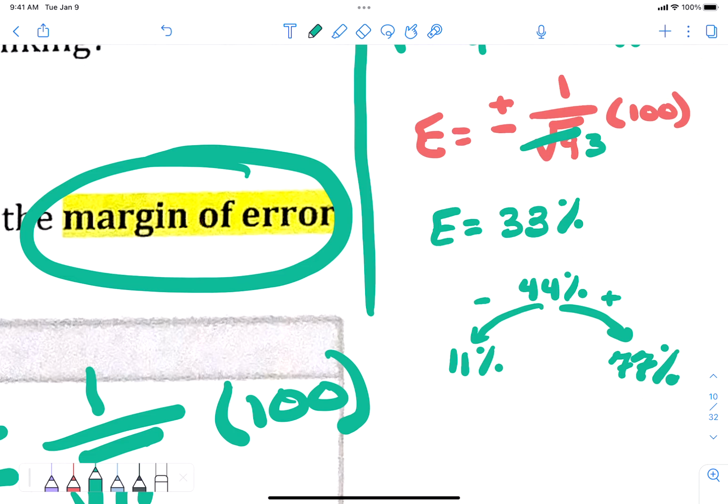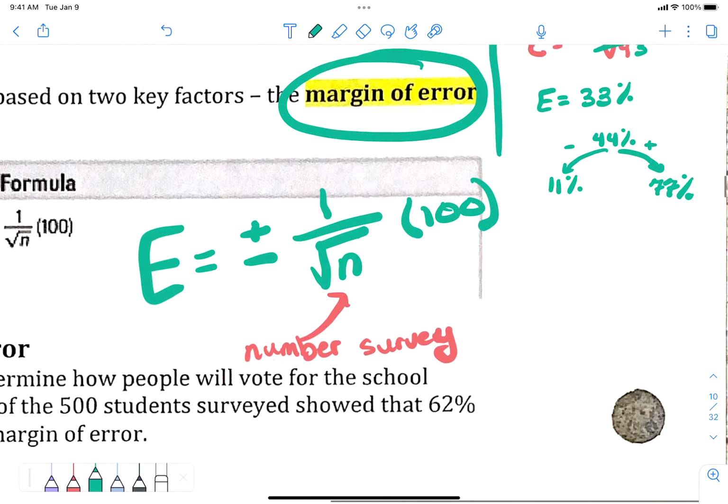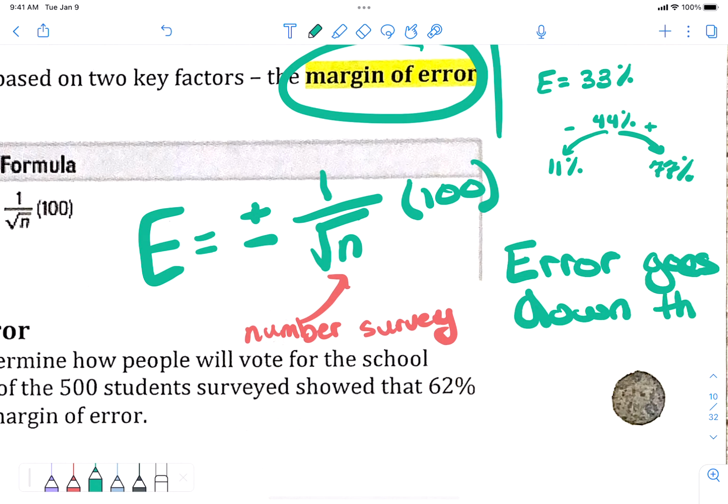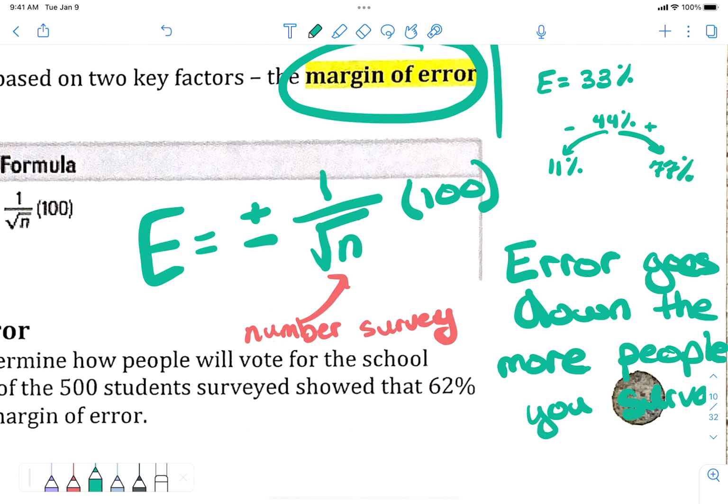So what do I do to make it more accurate? Survey more people, because here's what happens. Your margin of error, the error goes down the more you survey. Hold on. If you survey everybody that you're looking at, then that means there's no error, right? Because your population would be the same as your sample.